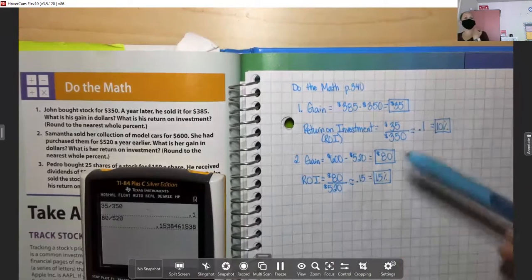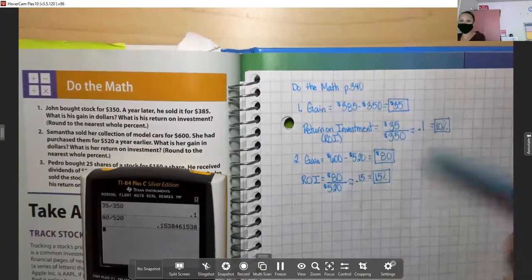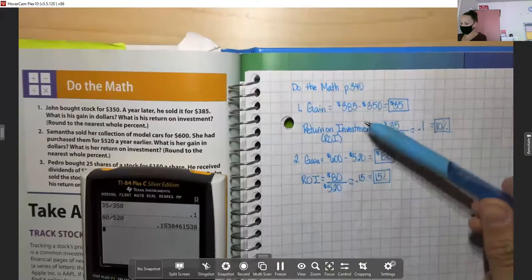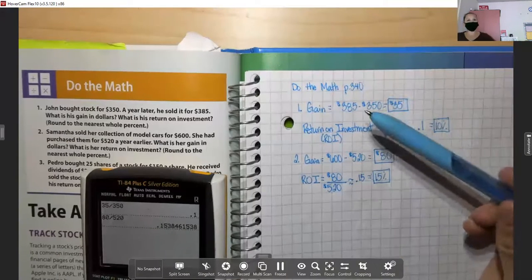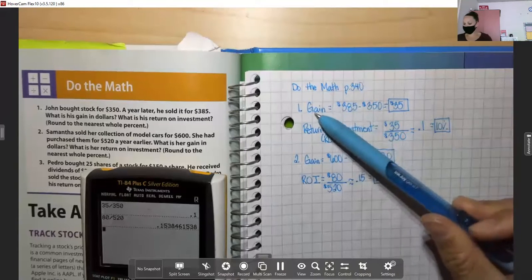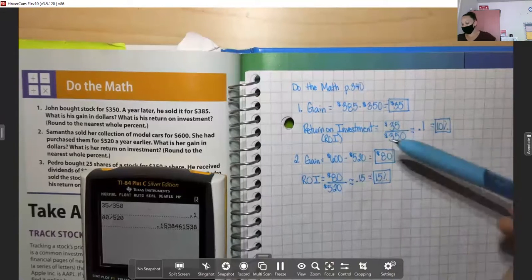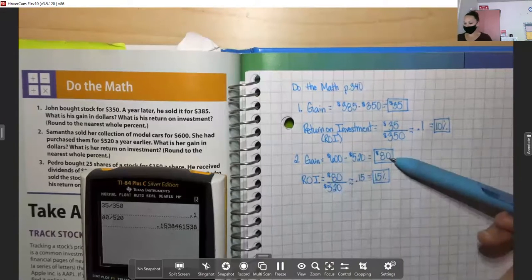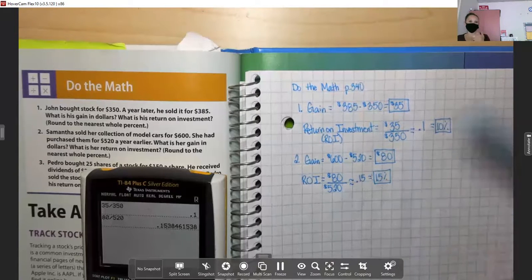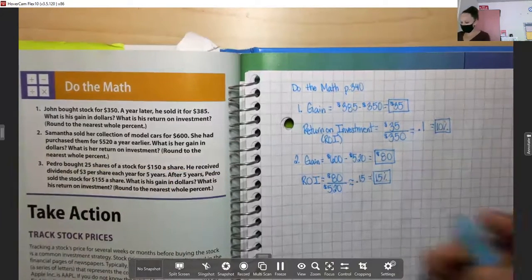So return on investment is helpful because it tells you which investment was better. Like here, if you're not spending the same amount of money, it's hard to compare. Because John made $35, but he spent $350, where, yeah, Samantha made more money, but she also spent more money. So whose investment was better? But in this case, it was Samantha's because she had about a 15% return.